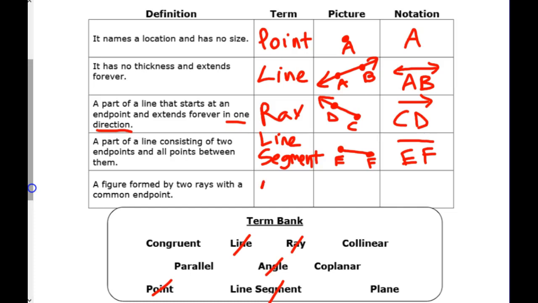is an angle, when you have two rays with a common endpoint. So think about it. Here's a ray, common endpoint, right? Let's put 3 points on it. The way you notate it is angle GHI.